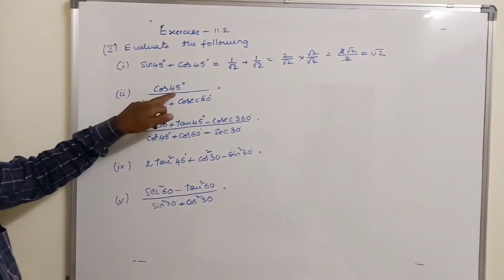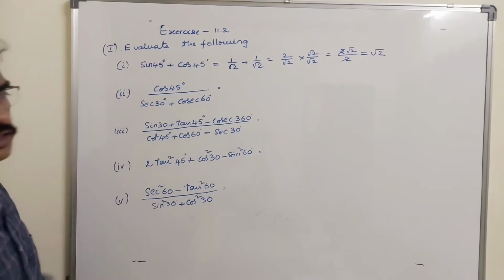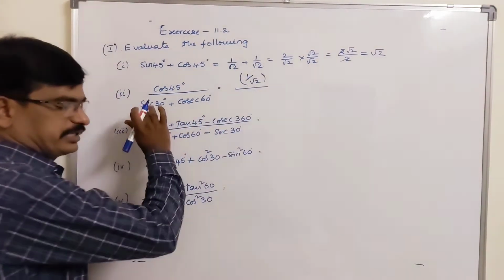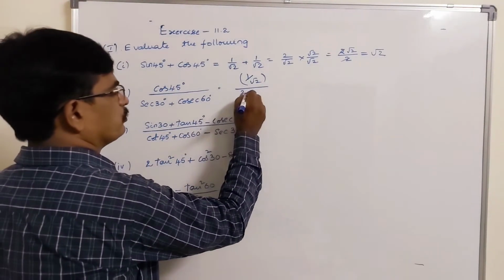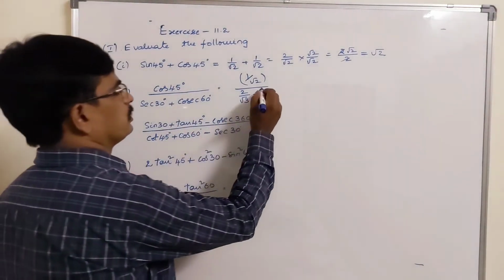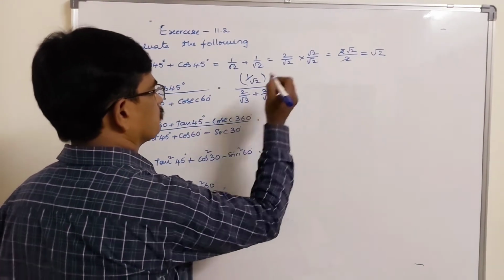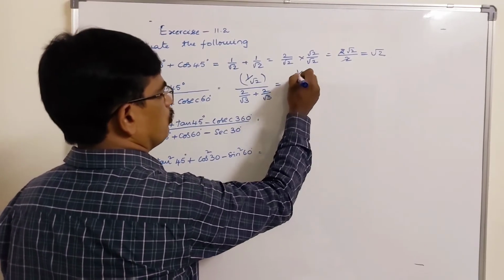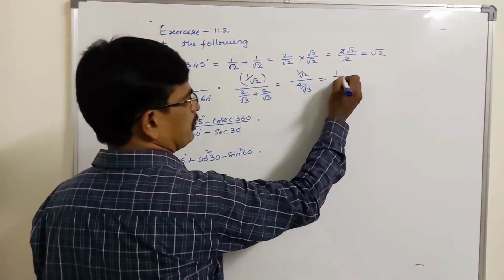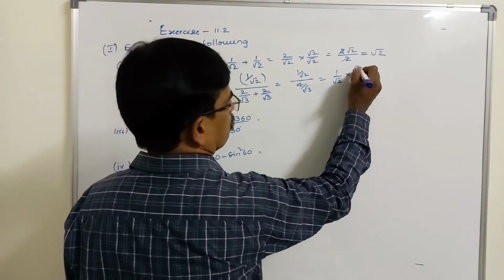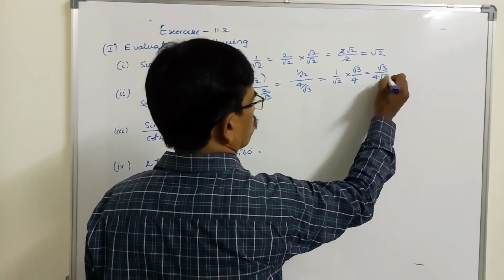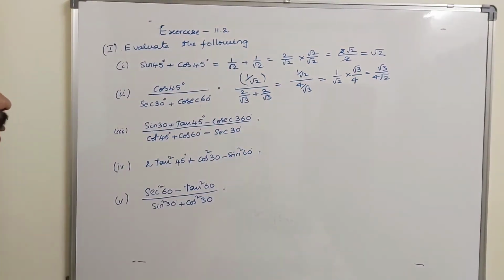Next, the second one: cos 45 by secant 30 plus cosecant 60. Cos 45 is 1 by root 2 and secant 30 is 2 by root 3. Cosecant 60 is also 2 by root 3. This is equal to 1 by root 2 by 4 by root 3, which is equal to 1 by root 2 into root 3 by 4, that is root 3 by 4 root 2.